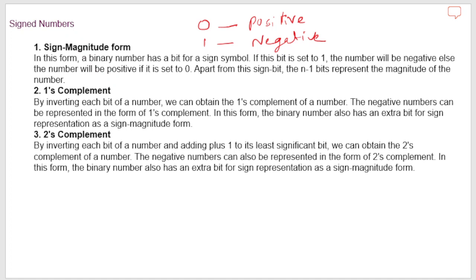What are they? Signed magnitude form, 1's complement and 2's complement. In signed magnitude form, the binary number has a bit for a sign symbol. If the bit is set to 1, the number will be negative, else the number will be positive if it is set to 0. Apart from the sign bit, n minus 1 bits represent the magnitude of the number. So if it is an n bit representation, n minus 1 bits are magnitude.